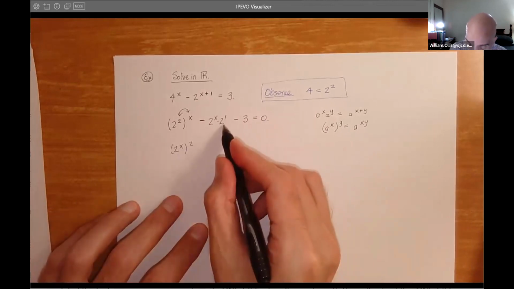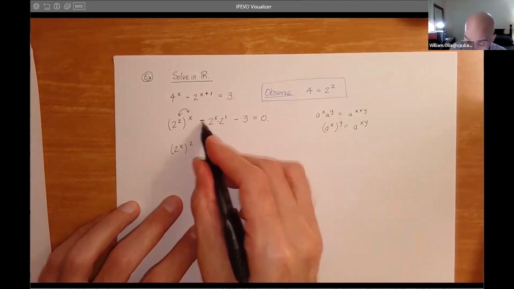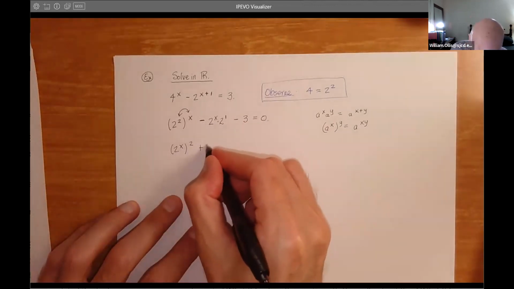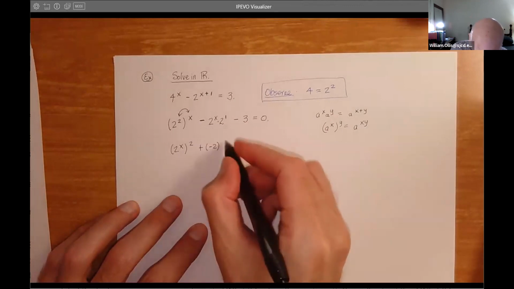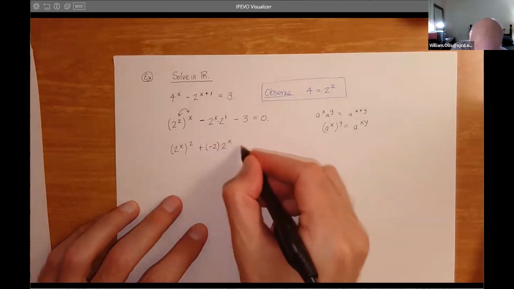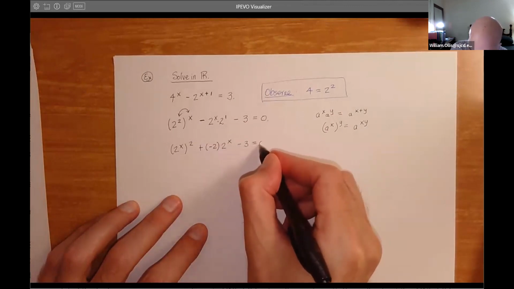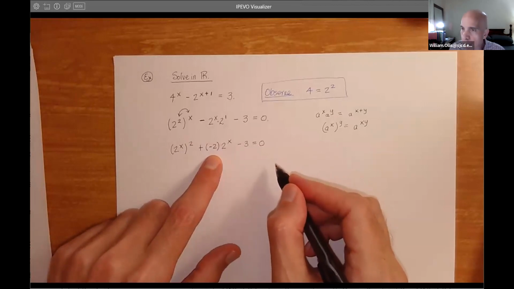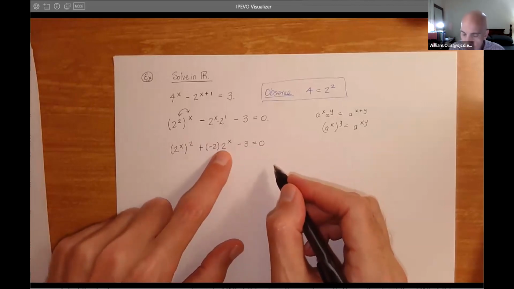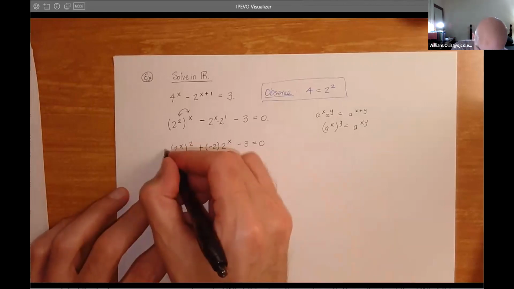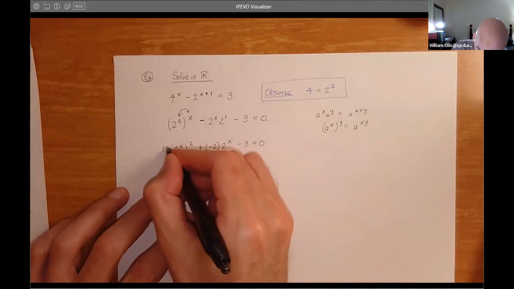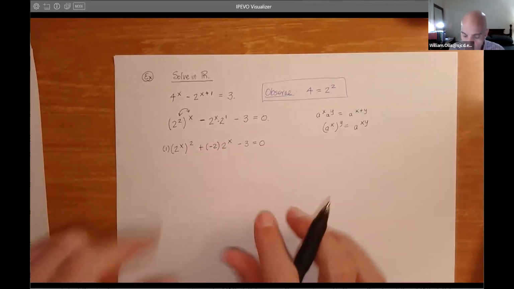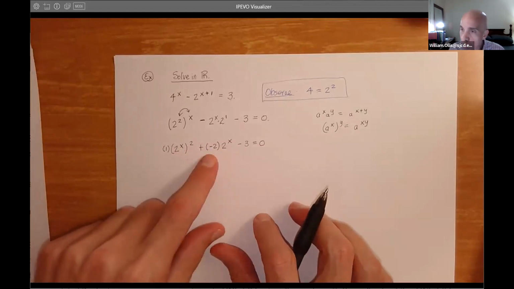And now, of course, we have 2 times 2 to the x with a negative sign. So we can say plus negative 2 times 2 to the x. So what we want to do is dress this up just like we did the last problem. And often what I do to make it very clear is that this is the coefficient of the non-squared term. And of course over here, we just have a 1. So this is a quadratic equation, just like the previous one, but now it's quadratic in 2 to the x.